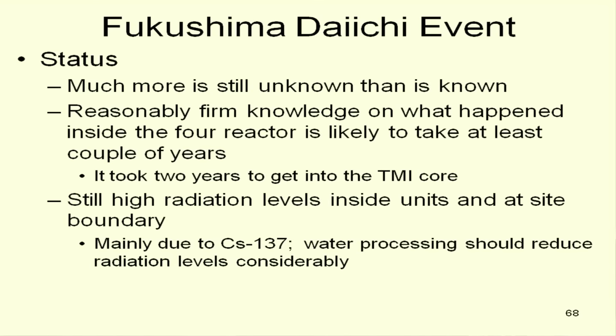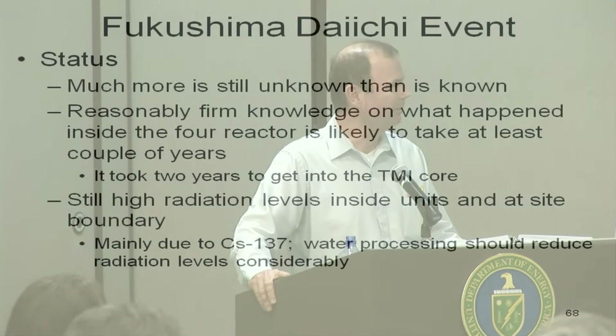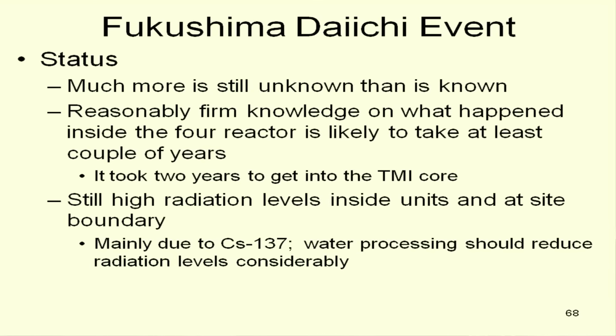And it took 2 years to get into Three Mile Island, and over there we've got 3 to 4 reactors that are compromised. And of course we've got a language and a culture barrier over there. So it's going to be a while before we know all this. There are still fairly high radiation levels inside the units and at the site boundary. Water processing should help this, because in most places the problem is cesium, which is fairly soluble. They're working at that, and they're making inroads to get inside. You see occasional videos, and they have little robotic gizmos going around inside the reactor, but they're not terribly instructive. It just sort of rolls by bunches of pipes and pumps and instruments and that kind of thing.